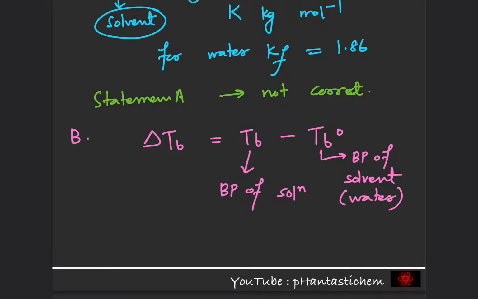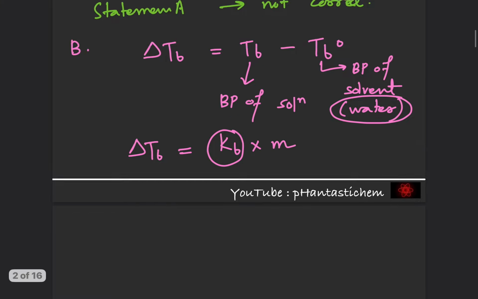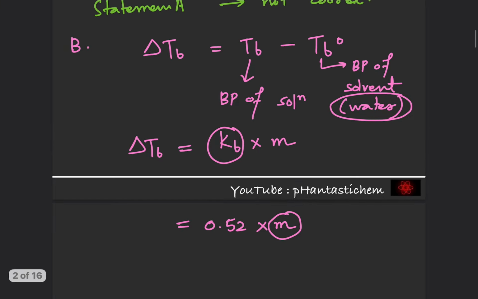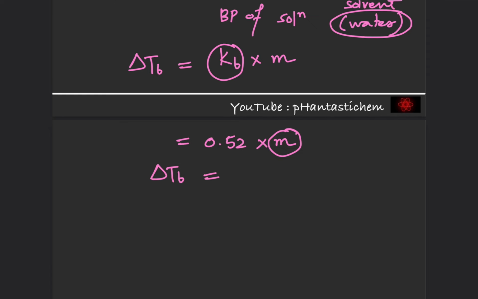Cool. So we know that delta Tb is equal to Kb into m, where this Kb is the molal elevation constant or the ebullioscopic constant. And we know that the solvent now we are using is water. So we can write this as 0.52 into m. And this m is the molality of the solution. We have added a certain amount of non-volatile solute, so let's keep it as m itself. Therefore the delta Tb when we add a certain amount of non-volatile solute to water is 0.52 m.